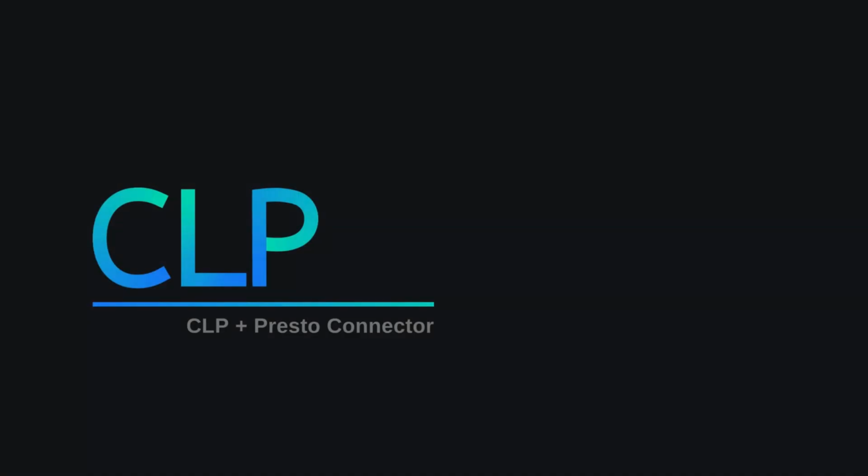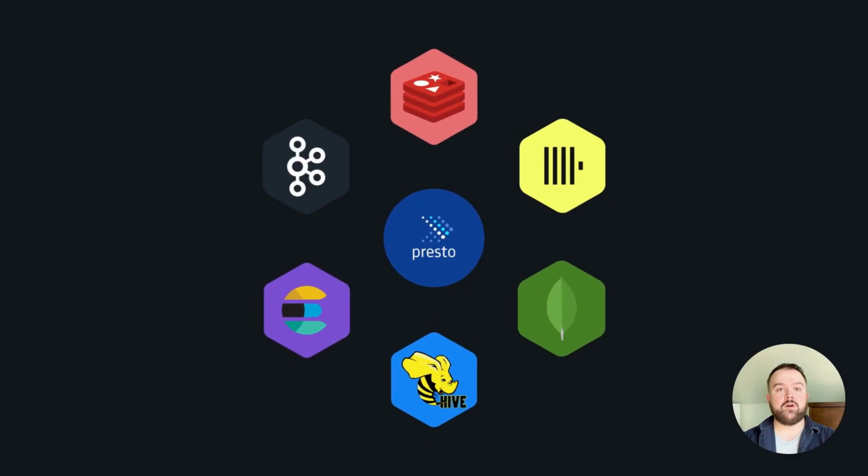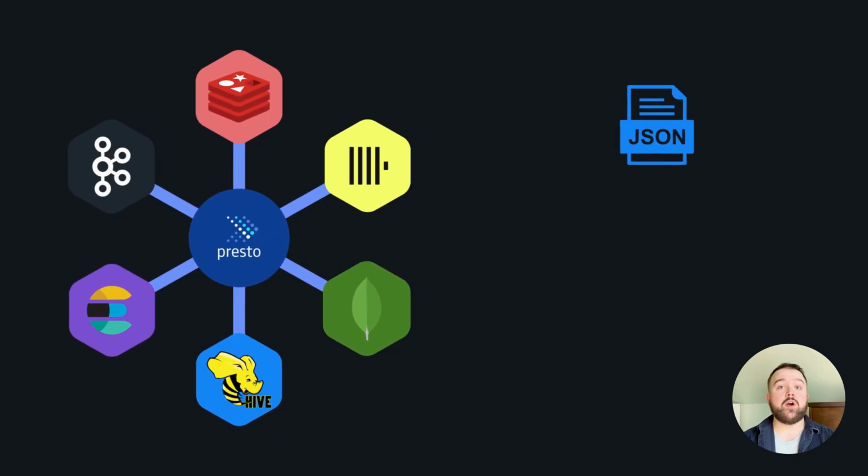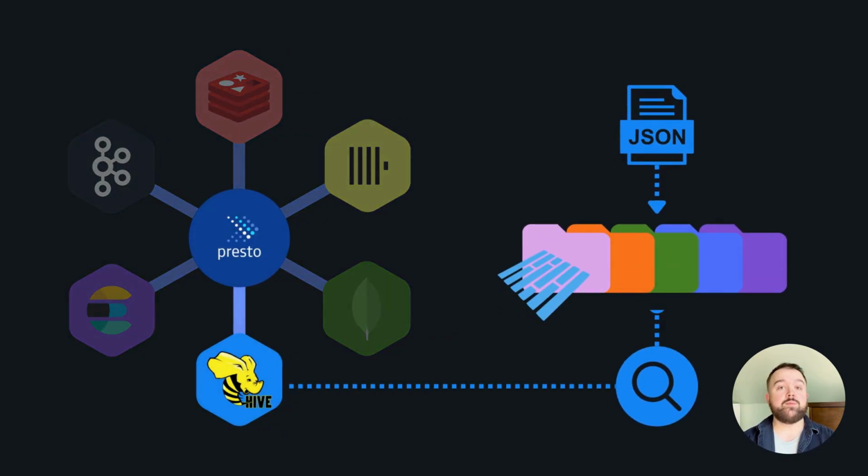In this video, we'll look at how you can combine CLP's log archival and analytics capabilities with the expressiveness of Presto's SQL interface by using the new CLP plus Presto connector. Presto allows users to query different data sources with SQL. For example, users can archive their JSON logs using Parquet, and then query them using Presto's Hive connector. However, this approach has some downsides. Let's take a look at an example to see why.